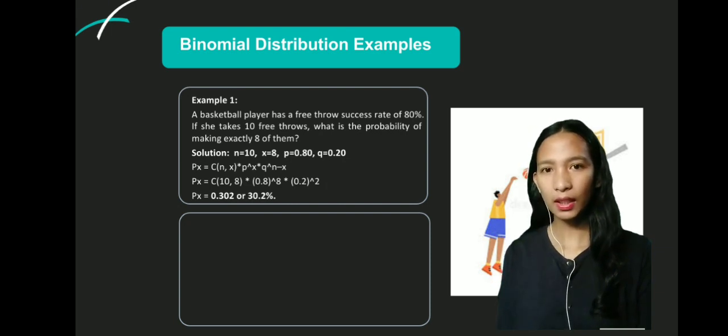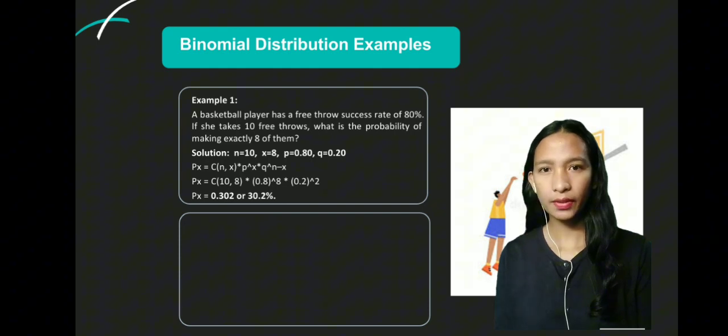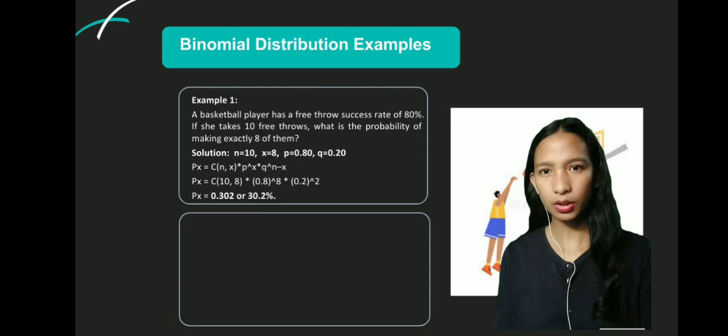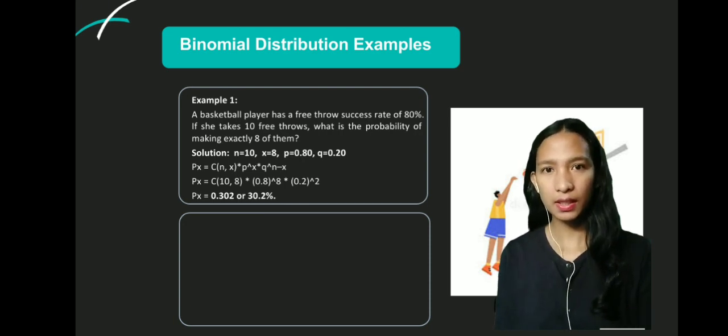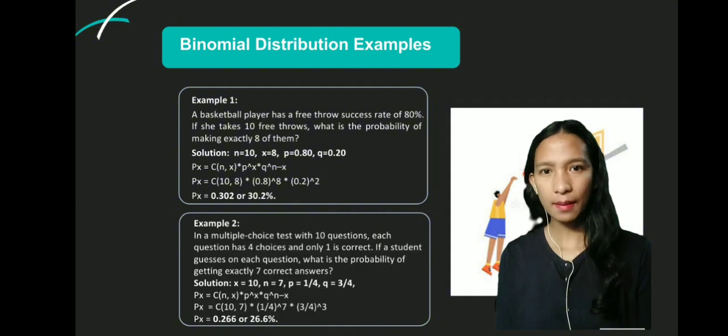We can calculate the probability. The probability is calculated as 10 combination of 8 times 0.8 raised to 8 times 0.2 raised to 2, which is equal to 0.302 or 30.2%. This means there is a 30.2% chance of the basketball player making exactly 8 out of 10 free throws. An example goes this way.